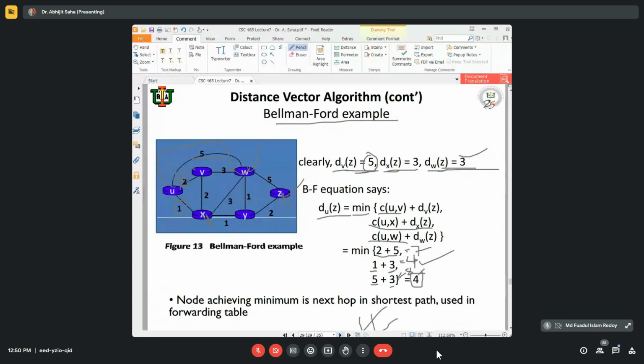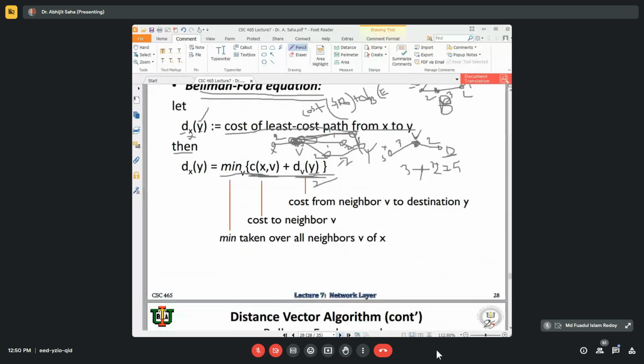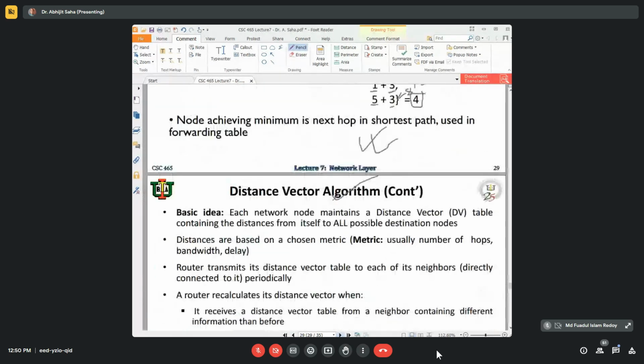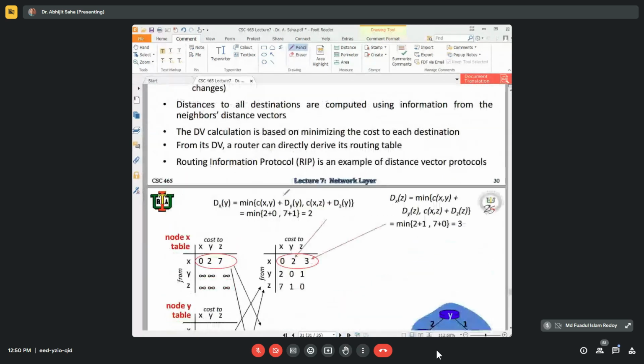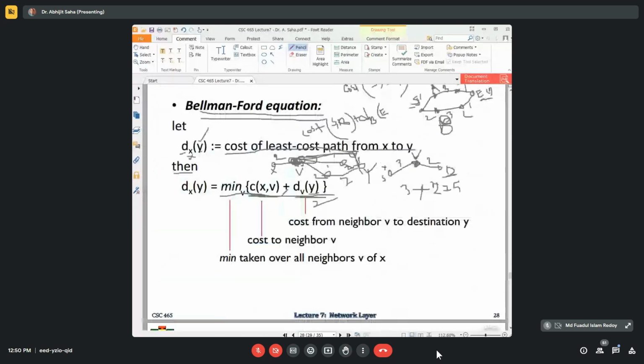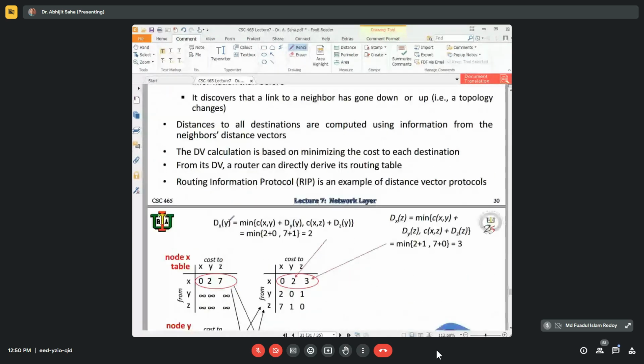Right. Clear? Yes, sir. Okay. So I think you can practice this at home. You need to practice and understand this equation properly. If you understand this equation properly, then you will easily understand the next example. Otherwise it is going to be difficult to understand.